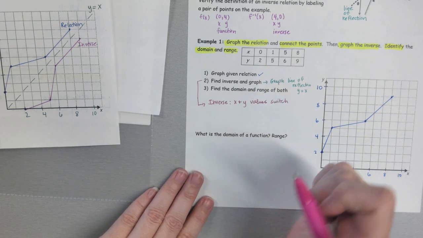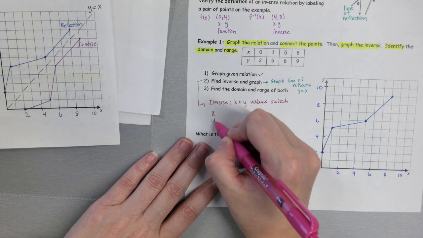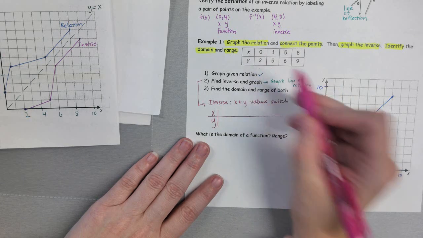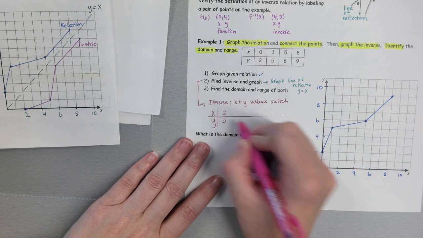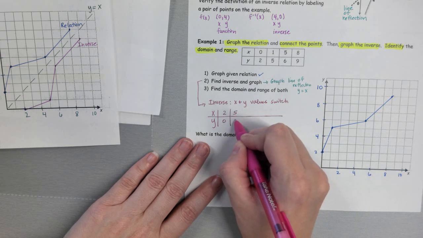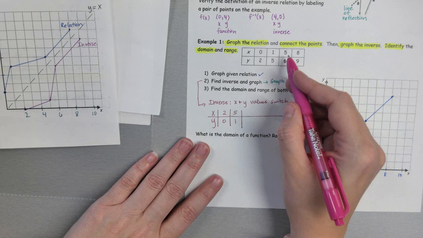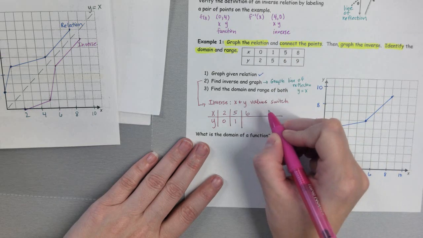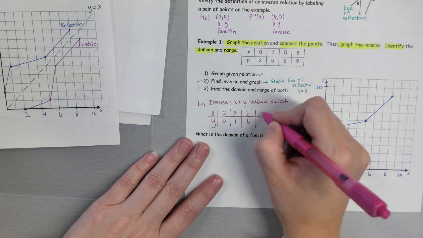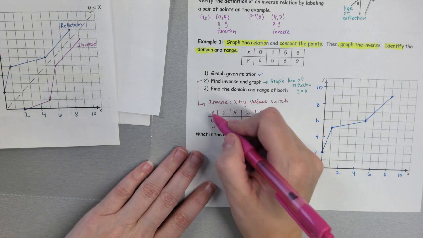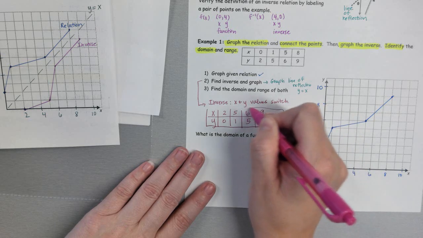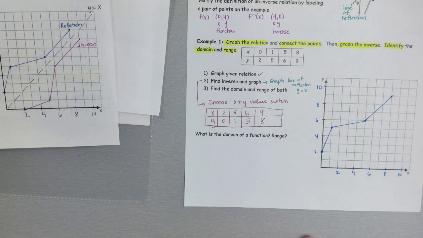So if I do that for my table, my new x and y, then instead of 0, 2, I have 2, 0. Instead of 1, 5, I now have 5, 1. And then 5, 6 becomes 6, 5. And 8, 9 becomes 9, 8. And there's my new table.